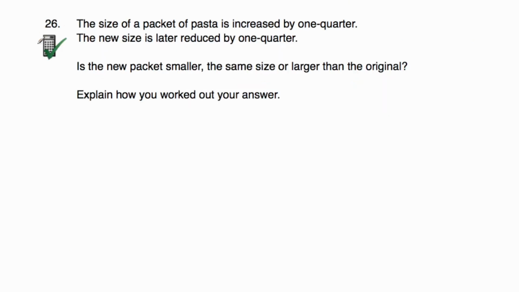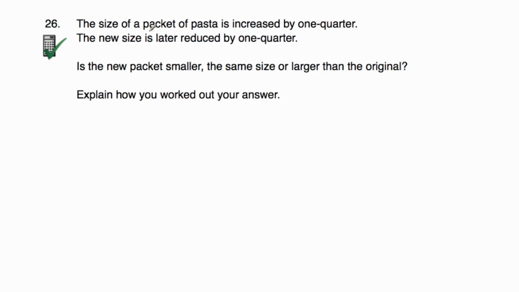Okay, let's have a look at our next question, question number 26. So question number 26 says the size of a packet of pasta is increased by a quarter, and then the new size is later reduced by a quarter. Is the new packet smaller, the same size, or larger than the original packet of pasta? And we've been asked to explain how you've worked out your answer.